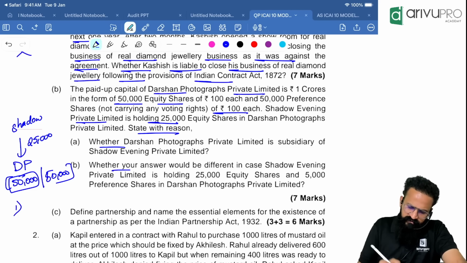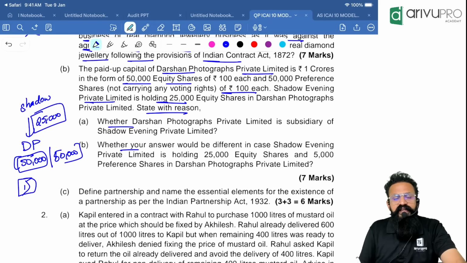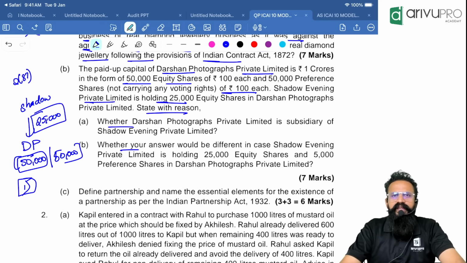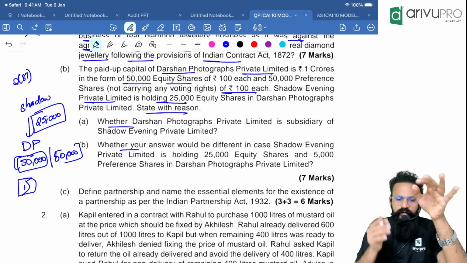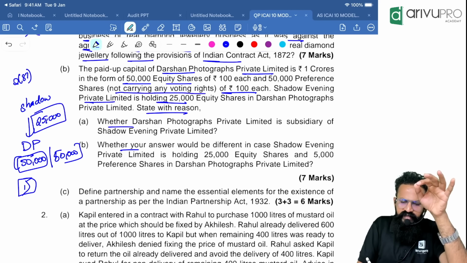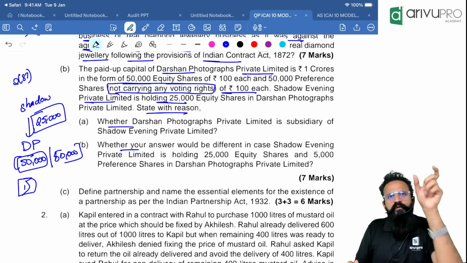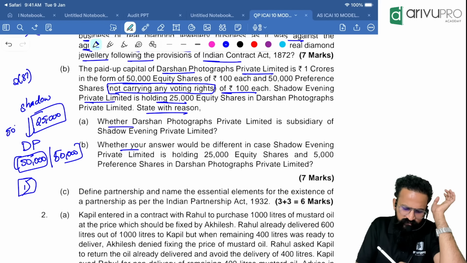Whether your answer will be different. First we'll answer this. Now, out of 50,000, Shadow is holding 25,000. Is this considered a subsidiary company? First of all, when I'm answering, I need to define what a subsidiary company is. Section 2 clause 87 says: a subsidiary company is a company in which another company holds more than 1/2 of the total voting power. In equity and preference, to help you in the exam, they have clearly said the preference share does not have voting rights. So only equity has voting power here. Out of 50,000, they are having 25,000. That means they are holding exactly 50.